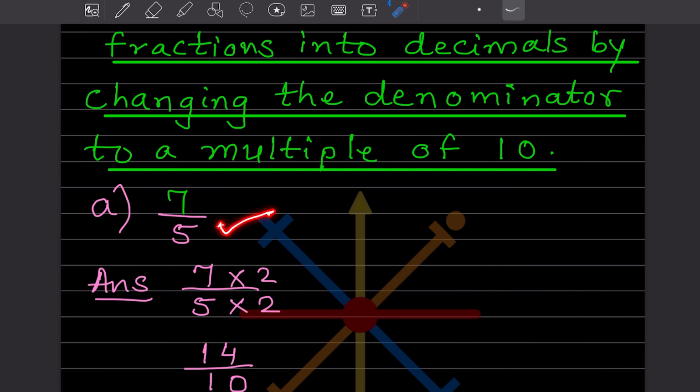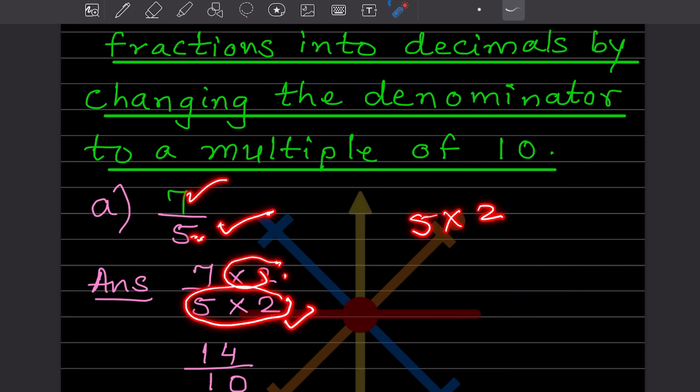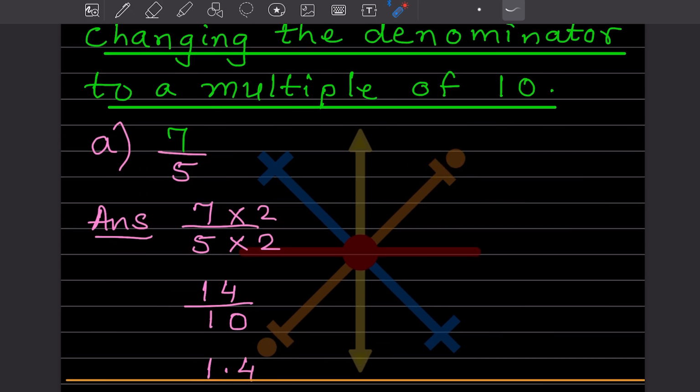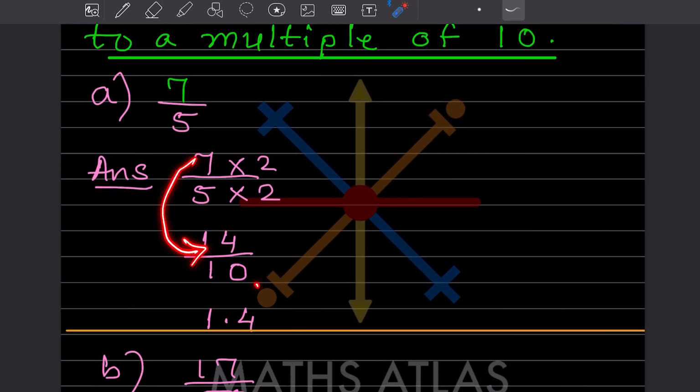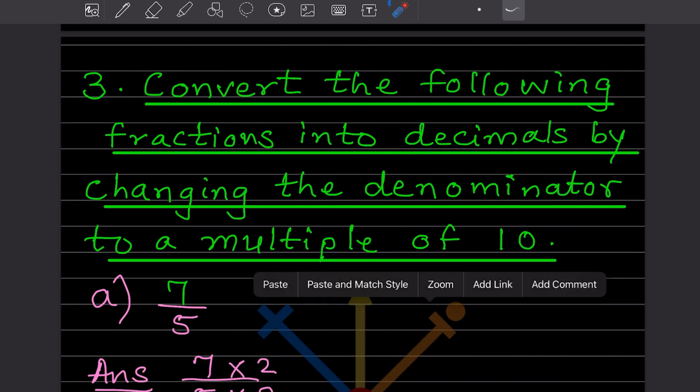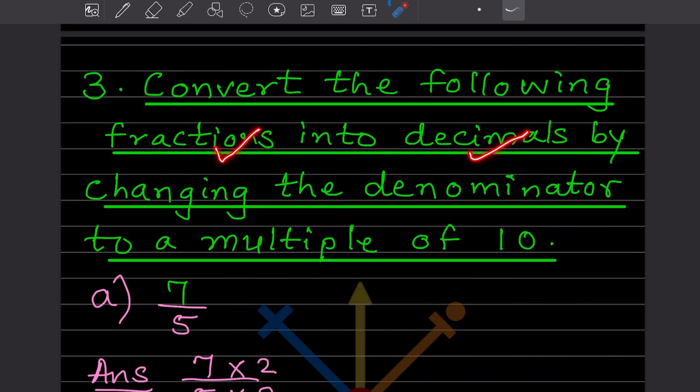So now look at here. Here is 5, so we can do 5 multiplied by 2. That is 10. First concentrate on the denominator, not the numerator. So you multiplied this by 2, so the numerator also, which is 7, you are going to multiply by 2. So this is going to be 14 over 10. And this 14 over 10, we are going to convert it to decimals.